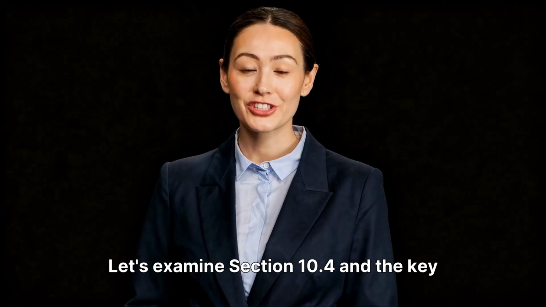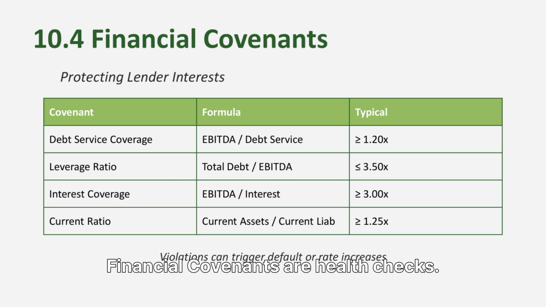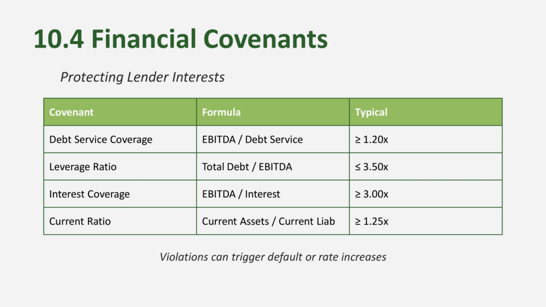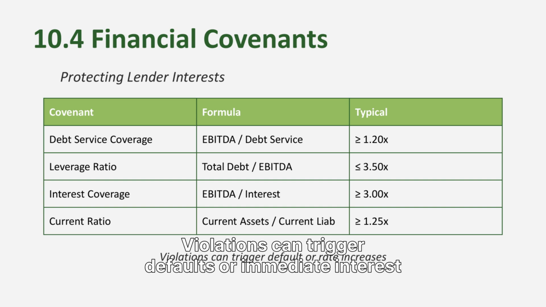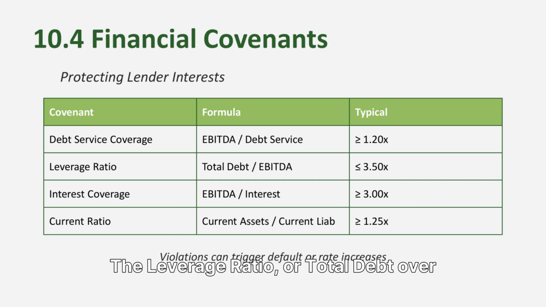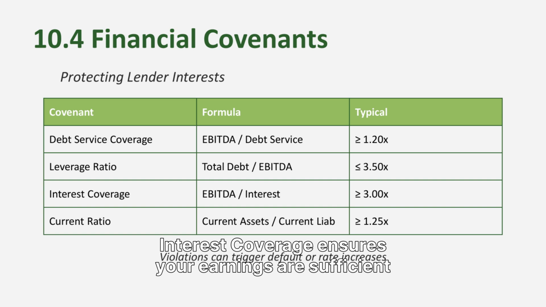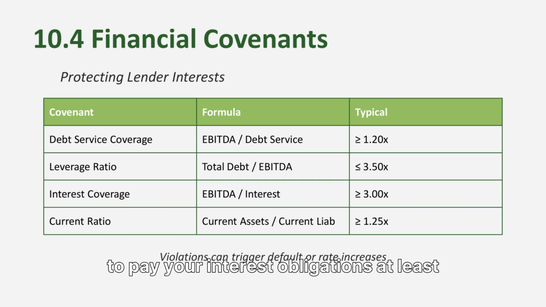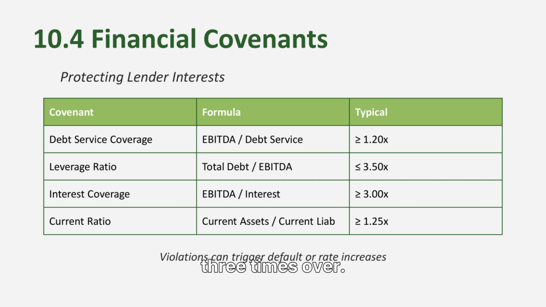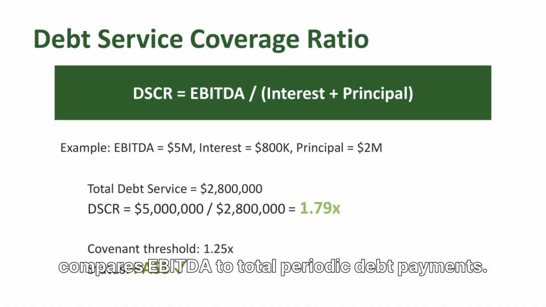Let's examine Section 10.4 and the key financial ratios you'll need to track in your models. Financial covenants are health checks. Violations can trigger defaults or immediate interest rate increases. The leverage ratio, or total debt over EBITDA, measures your company's ability to handle its debt load. Interest coverage ensures your earnings are sufficient to pay your interest obligations at least 3 times over. The debt service coverage ratio, or DSCR, compares EBITDA to total periodic debt payments.